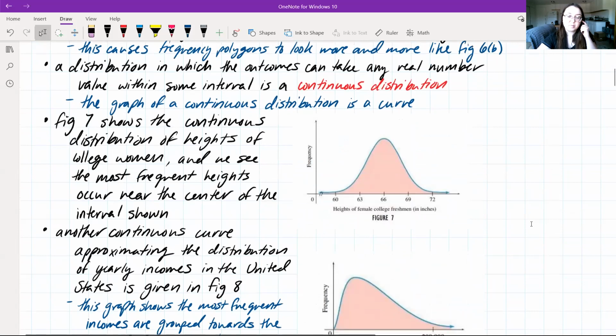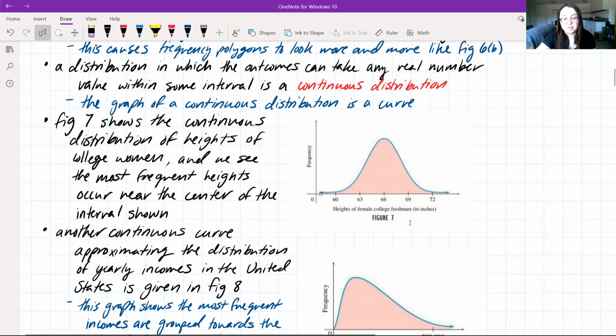A distribution in which the outcomes can take any real number value within some interval is called a continuous distribution. So the graph of a continuous distribution is a curve. A continuous distribution just means that if we're looking at, for example, figure 7 here, we have this curve, it doesn't stop, it doesn't shoot off towards infinity or negative infinity, and it doesn't have a break in it. It's just one continuous line, so we would call this a continuous distribution.